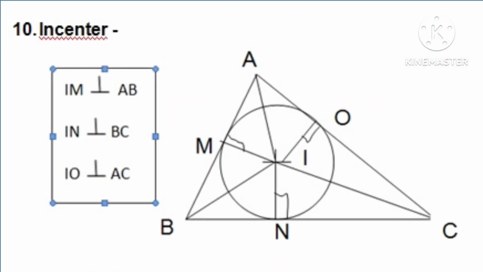10. Incenter. The point of intersection of three angle bisectors is called the incenter. Here IM, IN, and IO are perpendicular to sides AB, BC, and CA. IM, IN, and IO are all equal as already seen above. Therefore, the circle drawn with I as center touches the three sides of the triangle, with radius equal to IM, IN, or IO. Remember that any of these can be used to solve the problem.